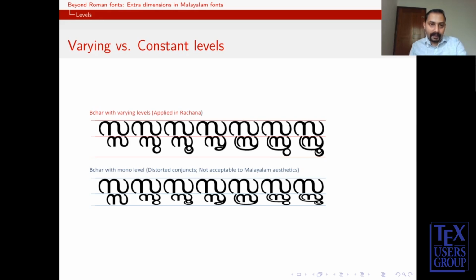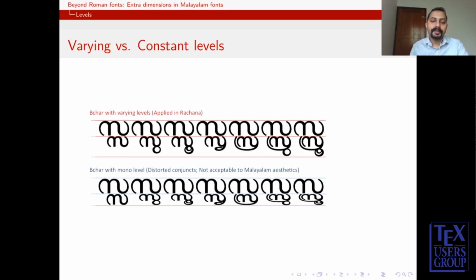If you look at an example, the varying levels and a constant level on the below part of the image, you can clearly notice that the shape of the character is deformed and not very readable at small point sizes. Hence, using a constant below base height descent is not a solution for Malayalam traditional script.